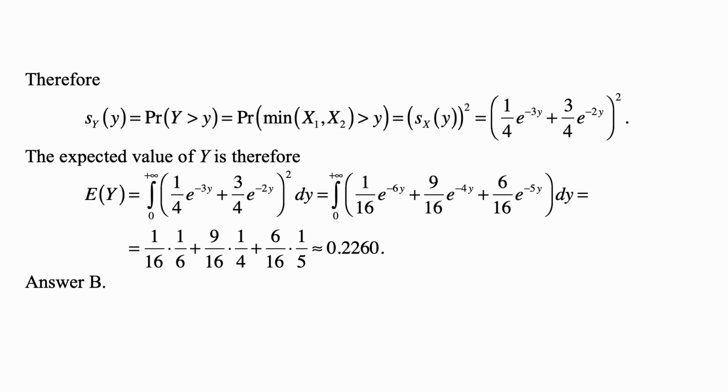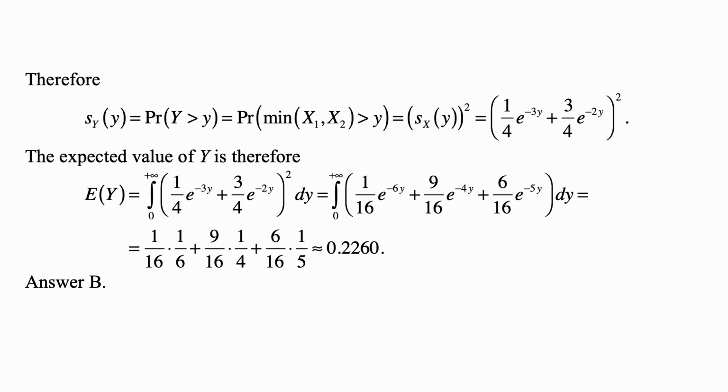And then using the Darth-Vader rule, we calculate that the expected value of Y is the integral from 0 to plus infinity of 1/4 e to the minus 3y plus 3/4 e to the minus 2y, the whole expression squared, dy. That's equal to the integral from 0 to plus infinity of 1/16 e to the minus 6y plus 9/16 e to the minus 4y plus 6/16 e to the minus 5y. This can be written as a sum of three integrals.